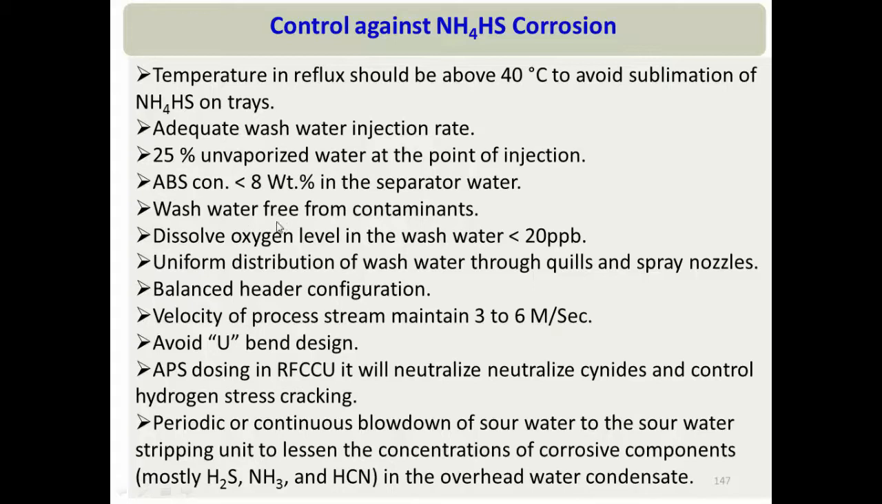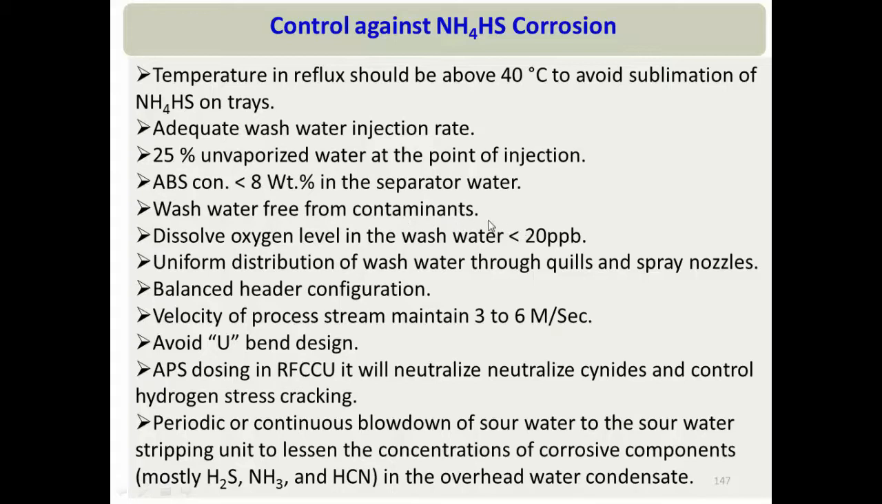Another important point is that wash water should be free from contaminants. Wash water should not contain chloride, and we have already discussed pitting corrosion, that pitting corrosion generally occurs and is highly localized when the system contains halide ions, so there will be a problem with chloride ion. Similarly, chloride ion may form ammonium chloride, and what we usually find is that ammonium chloride dissolves out at a temperature much higher than ammonium bisulfide. Depending on the Kp, it may dissolve out at a much higher temperature, maybe at 200 degrees Celsius also. So that is very important to understand, that wash water should not contain chloride ion.